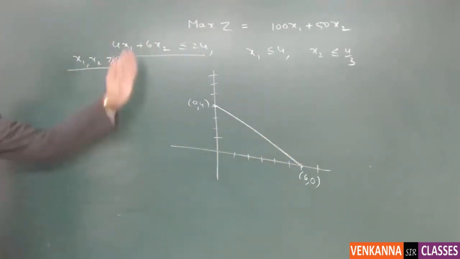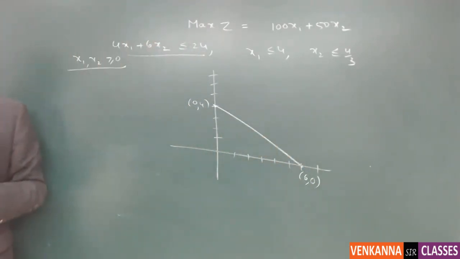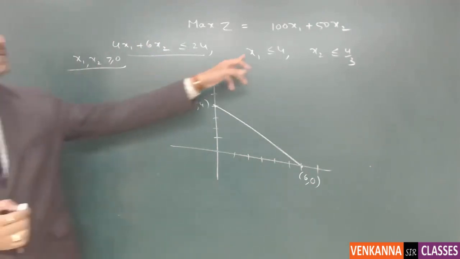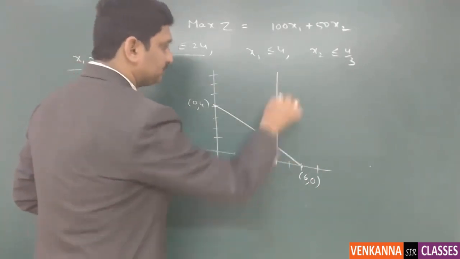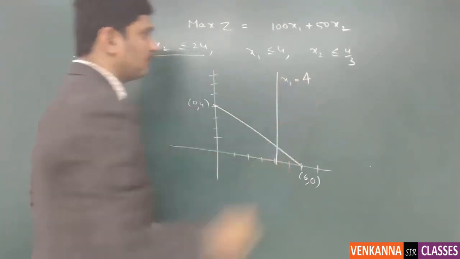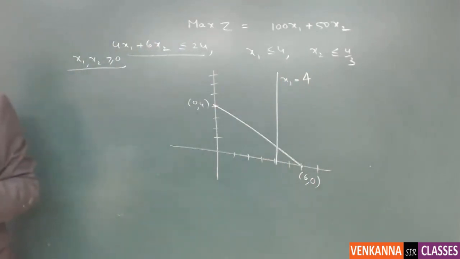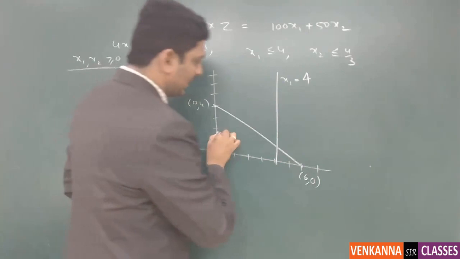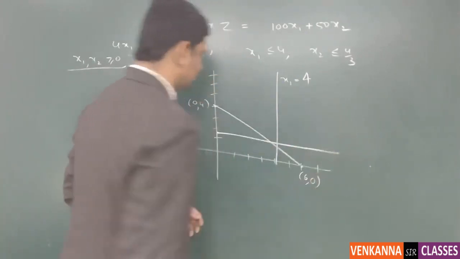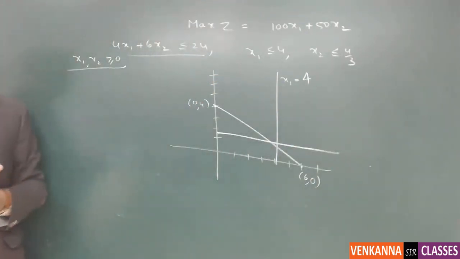It is of the form less than or equal to. And here it is x1 less than or equal to 4. So straight away we take a line like this. And that is x2 less than or equal to 4 by 3. It is 1.3 something. We will draw the line like this. Accepted to all?